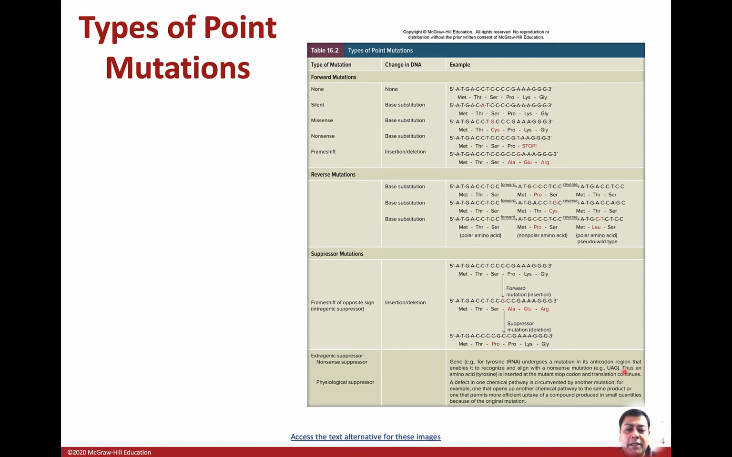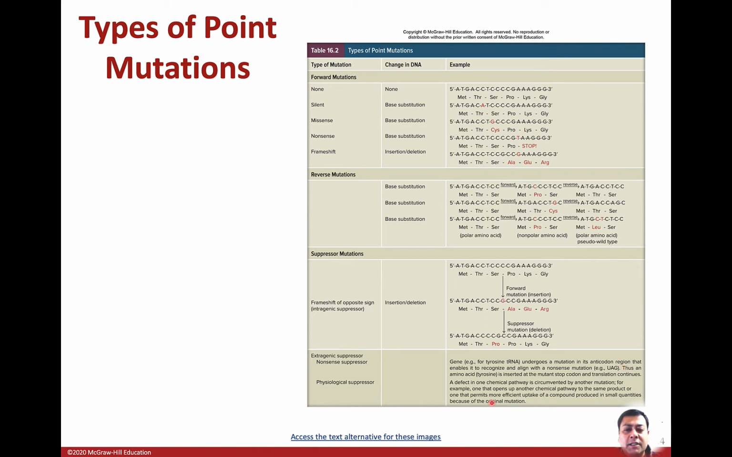So UAG is a stop codon. The same way it could be UGA or UAA. And if the anticodons of these tRNAs are mutated to read a stop codon, the tRNA will insert an amino acid in that site, and the translation will continue until the very end of the 3' untranslated region. That can lead to a longer protein. Sometimes it may function, sometimes it may compromise function as well.